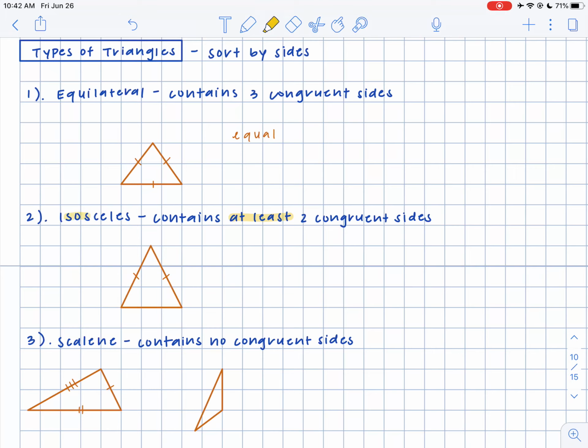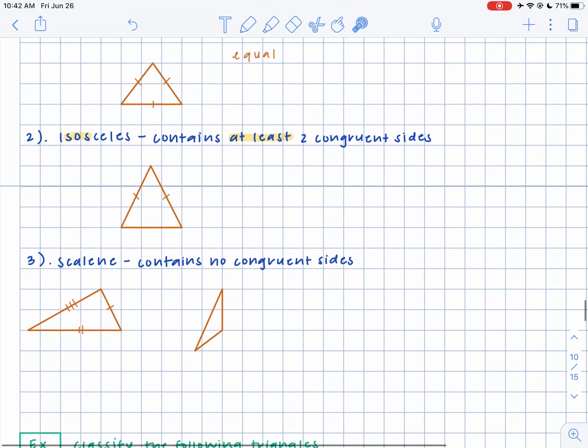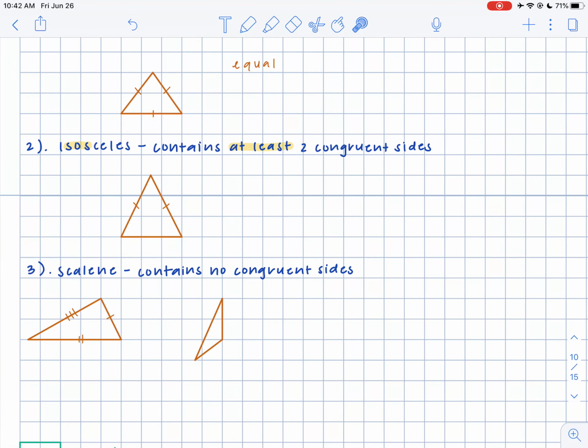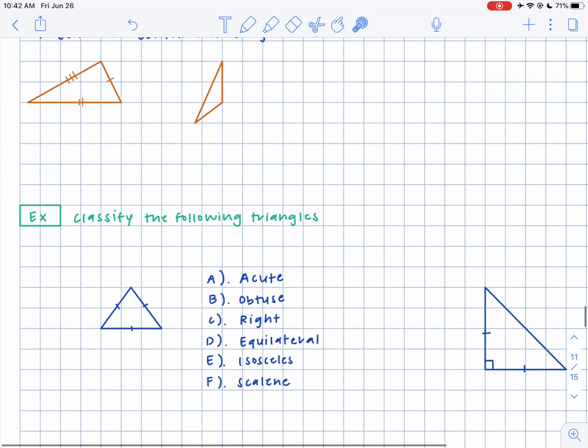And a way I like to remember this is I look at SOS. These two letters, S and S, are the same, where the third letter is not the same. So that's how I remember at least two congruent sides. And lastly, we have a scalene triangle. This is a triangle that has no congruent sides.